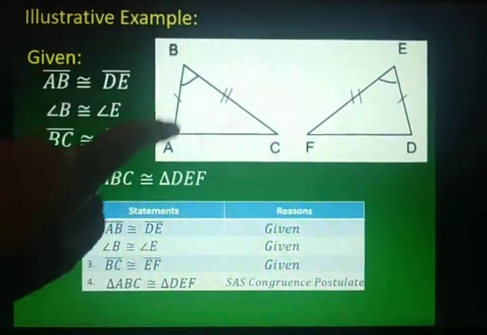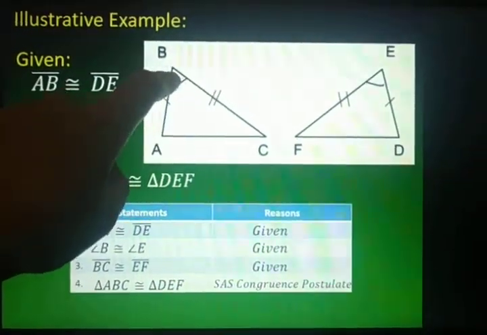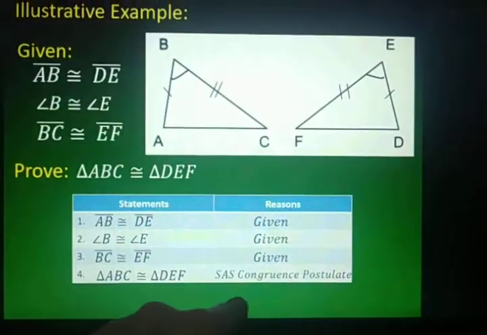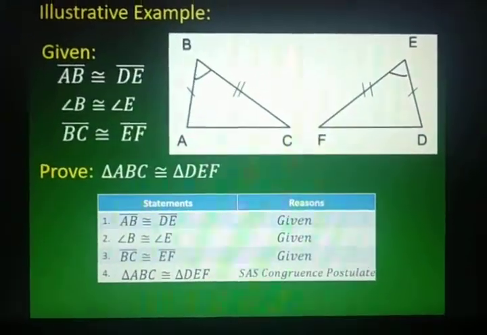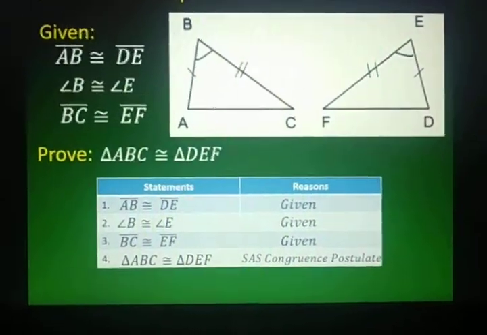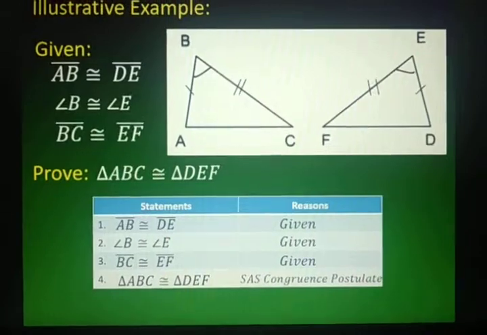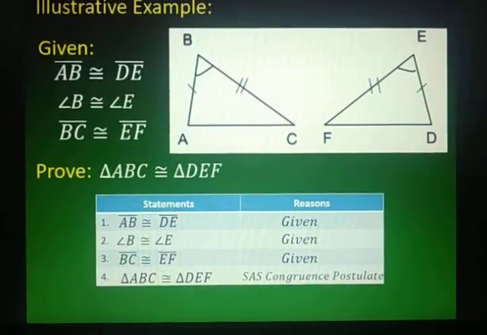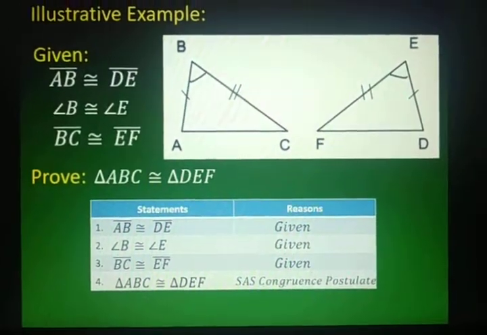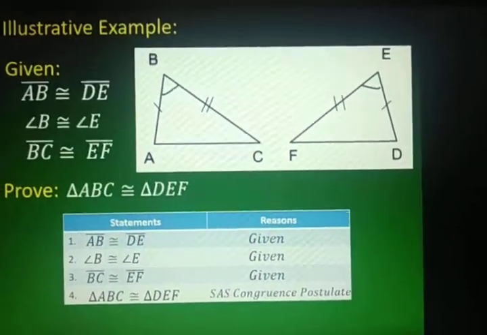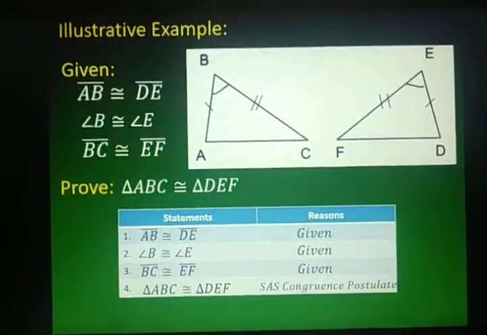So this is the side, angle, side. Included angle, angle B, angle E. And so that's the SAS Congruence Postulate. If you can still remember the definition of the SAS Congruence Postulate: if two sides and the included angle of one triangle are congruent to the corresponding two sides and included angle of another triangle, then the two triangles are congruent.